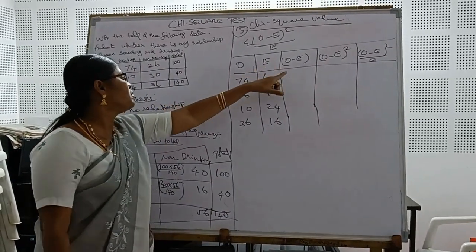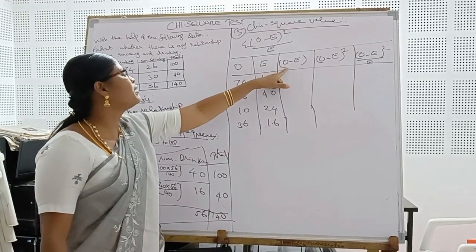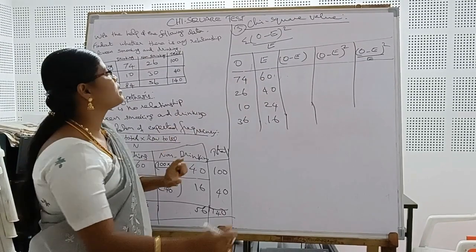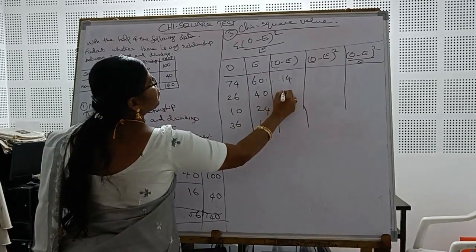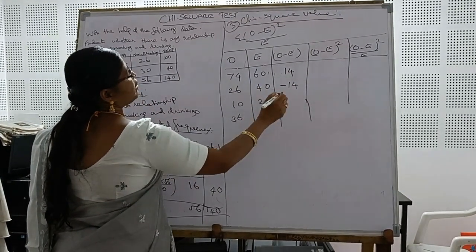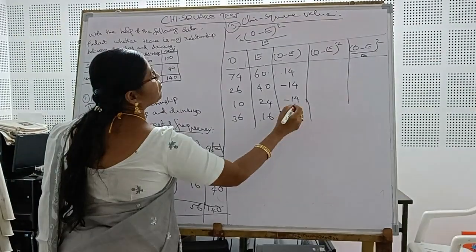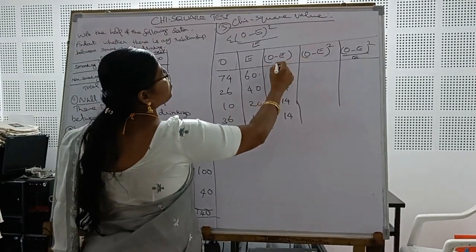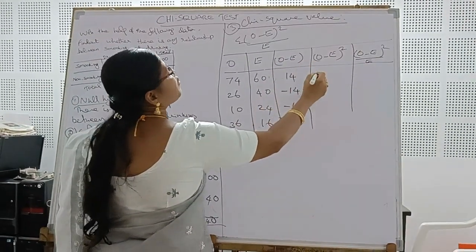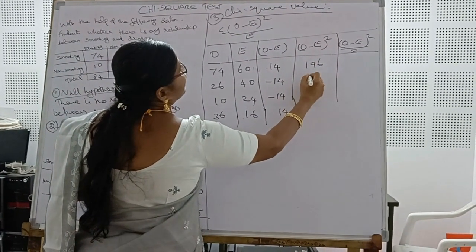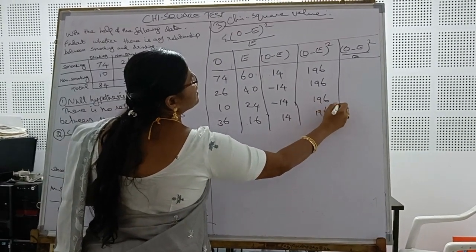And third column O minus E, that is the difference between observed frequency and expected frequency. 74 minus 60, answer is 14. 26 minus 40, minus 14. 10 minus 24, minus 14. 36 minus 16, plus 20. And next one is O minus E the whole square. So that value should be squared. 14 into 14, 196. Again 196, again 196.